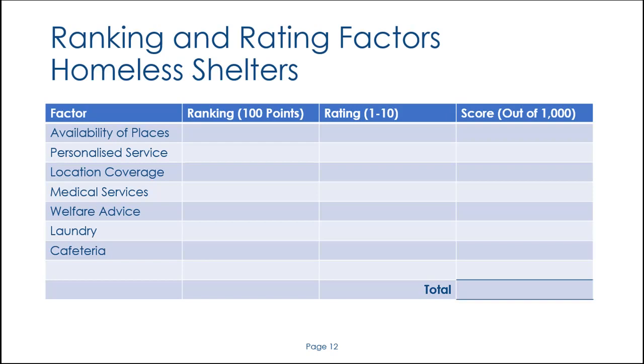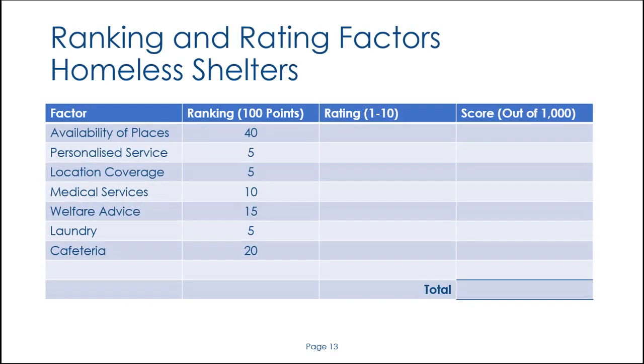It might be the availability of places, a level of personalisation of the service, the location and coverage, how many areas across London, let's say, does it exist? Does it provide any extra medical services for people who are staying there? Does it give welfare advice and how to deal with social services or collect money or tax credits? Does it provide laundry services, and does it have a cafeteria? So those are just a list of factors that you believed were important, and then later on I'm going to show you how we could get clients or beneficiaries of this homeless shelter to give their opinion to come up with a score.